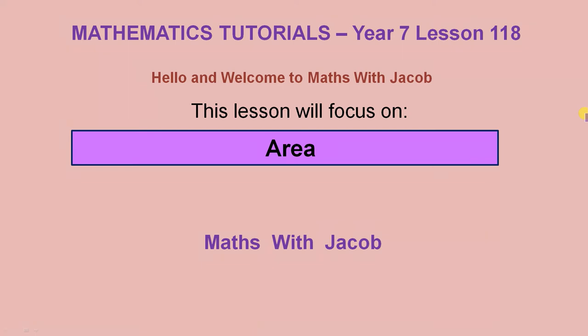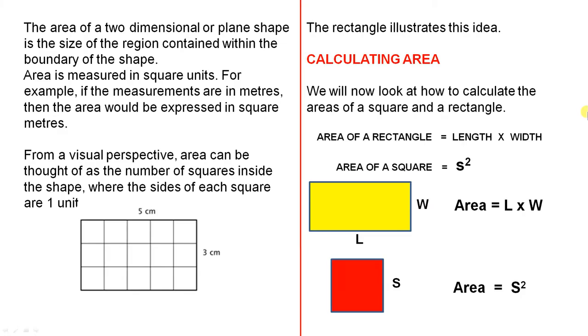This lesson will focus on area. The area of a two-dimensional or plane shape is the size of the region contained within the boundary of the shape. Area is measured in square units. For example, if the measurements are in metres, then the area would be expressed in square metres. From a visual perspective, area can be thought of as the number of squares inside the shape, where the sides of each square are 1 unit.